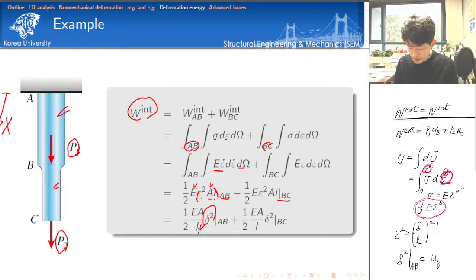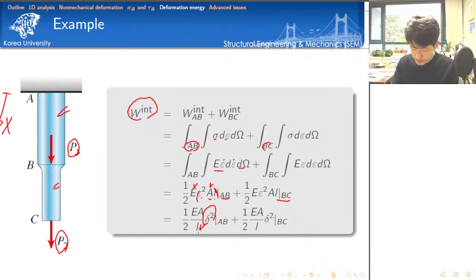UB minus... The elongation of the AB segment is equal to UB minus UA squared. But here UA is equal to 0, so this is UB squared. The elongation of the BC segment is equal to UC minus UB squared, isn't it, right?